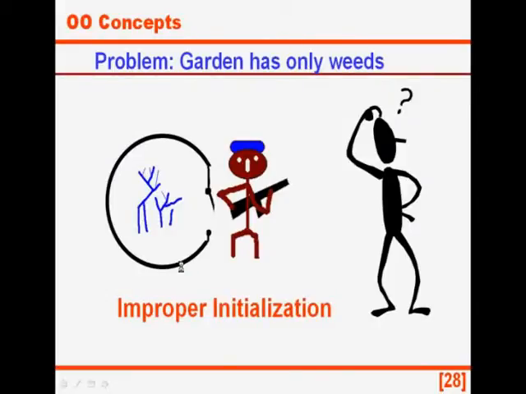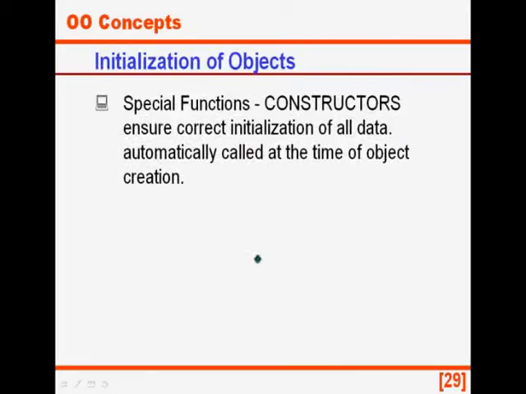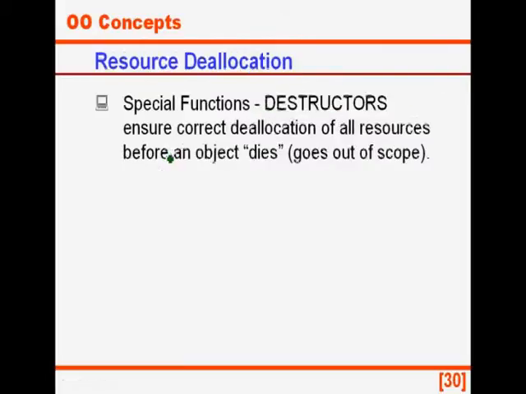Now we have a new problem. If the garden had only weeds to begin with, putting the guard does not change it. This is the problem of improper initialization. So what we do to initialize objects properly is use special functions called constructors. Constructors ensure correct initialization of all data. They are automatically called at the time of object creation.